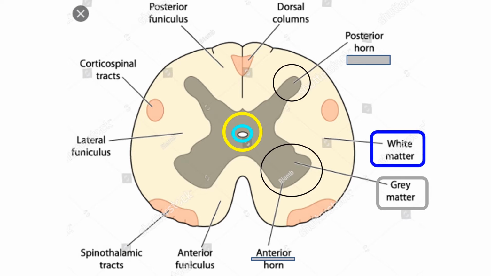When we go to the white matter, which is on the outside, it is divided into three parts. The posterior one of a half of the spinal cord is called the posterior funiculus, which is white matter and contains axons going up and down in tracts. And then we have the lateral funiculus, and we have the anterior funiculus.